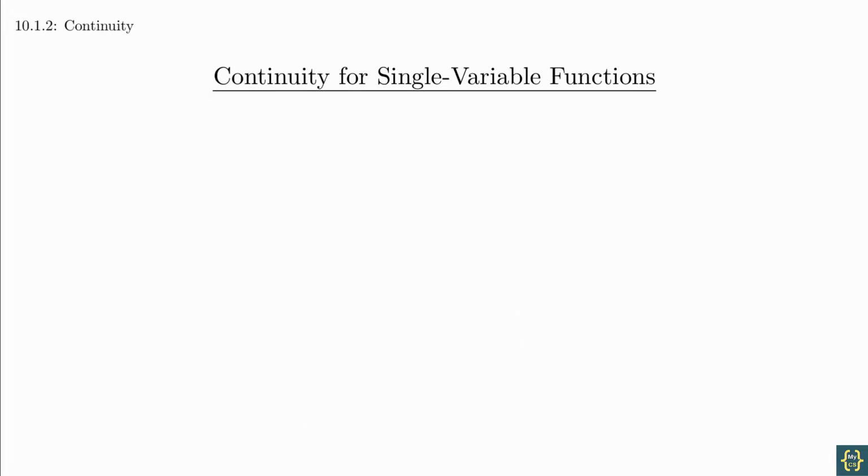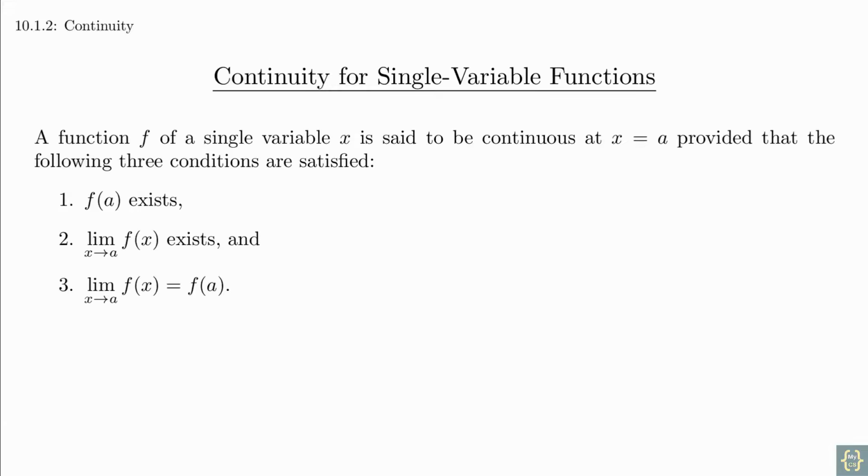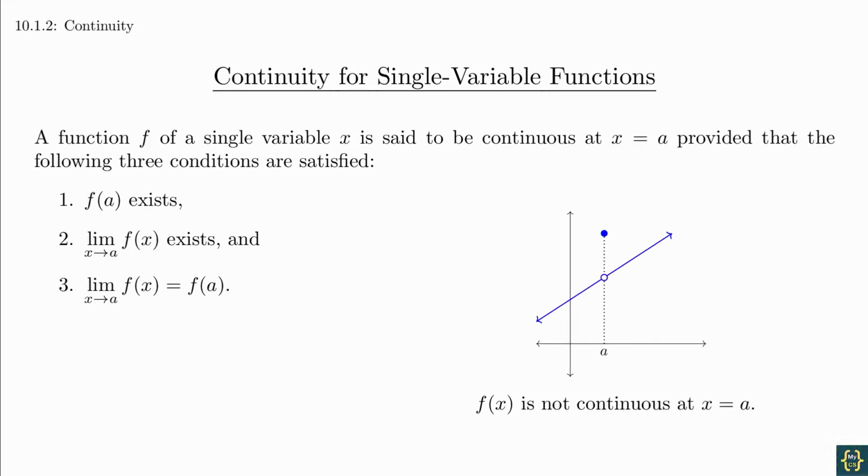Earlier, we brought up the idea of continuity. A function f of a single variable is continuous at a if it satisfies three properties. f of a exists, the limit of f as x approaches a exists, and these two values are the same. Looking back at the removable singularity from earlier, we see that it isn't continuous because it fails at the third property. The limit as x approaches a is not the same value as the function at x equals a.